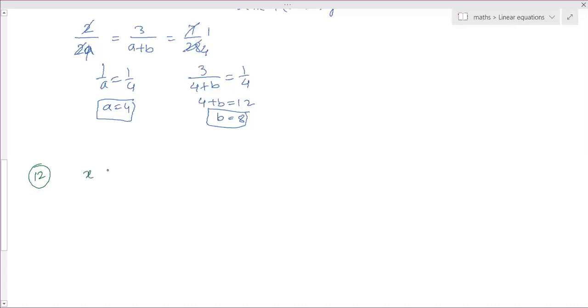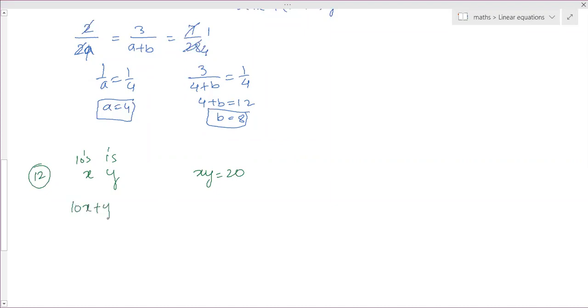So that means the digits are x and y. X is at the tens place and the ones digit is y. So the product xy is equal to 20. And then if 9 is added to the number, the digits interchange their place. So what is the number?